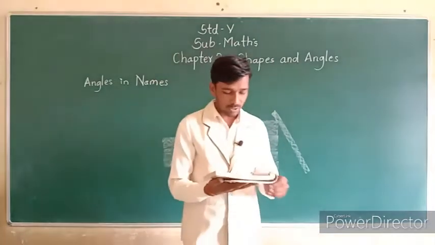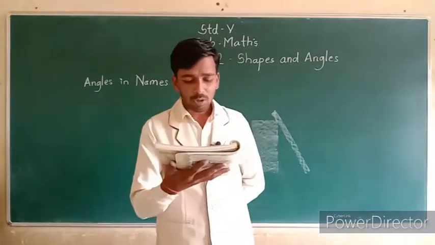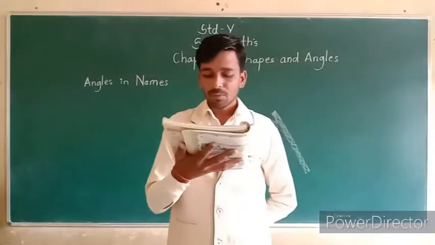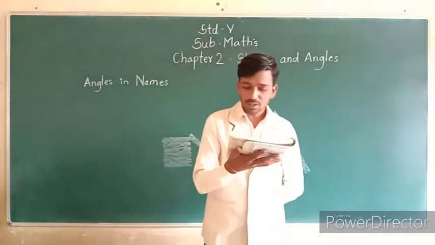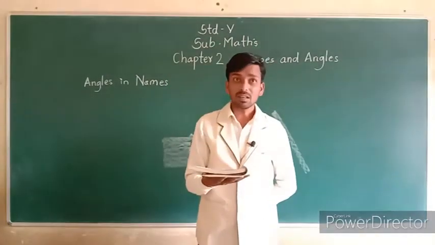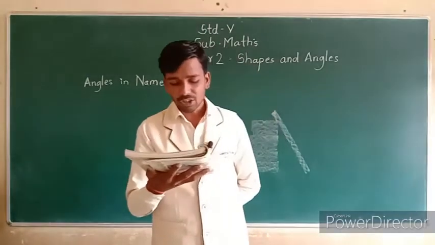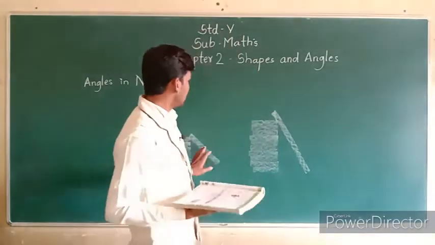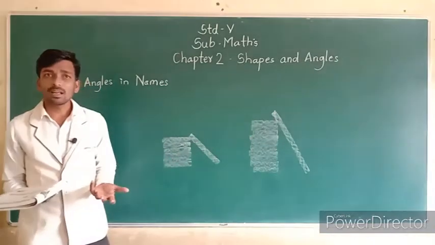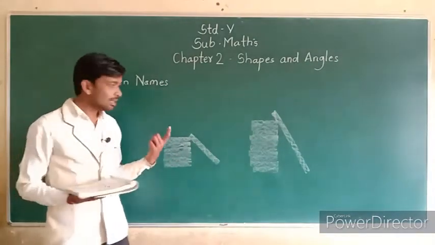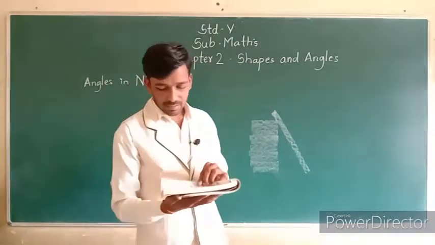Okay, compare these two angles and you can answer the questions. Roll a ball from the top. From which slide does the ball roll down faster? Which slide has the smaller angle? In these two, which one is the smaller angle? You can write the answers. Okay, see carefully and write the answers.